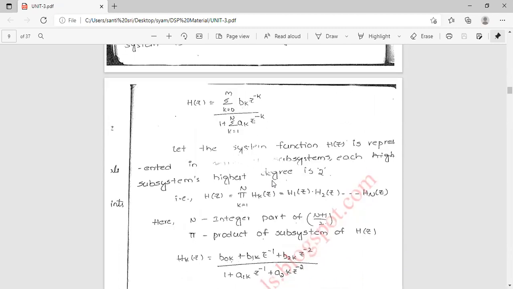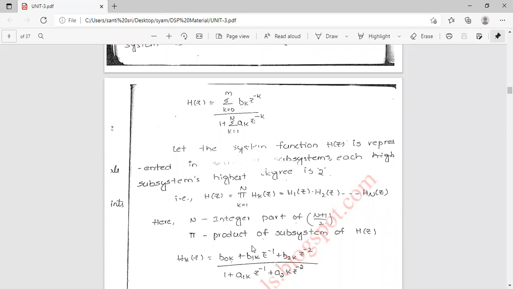Let the system function H of z be represented in subsystems. Each subsystem's highest degree is 2. So H of z equals the product over k from 1 to N of H_k of z. Pi is nothing but multiplication; this is summation, this is multiplication. So it is equal to H1 of z into H2 of z into H3 of z, up to H_N of z. N is the integer part of (N minus M) by 2.